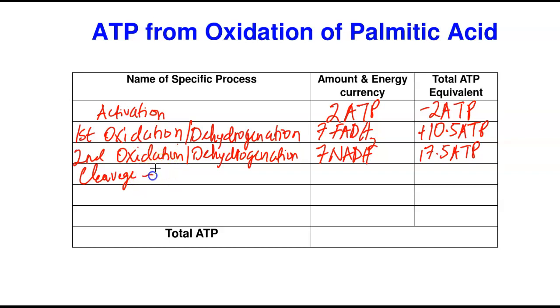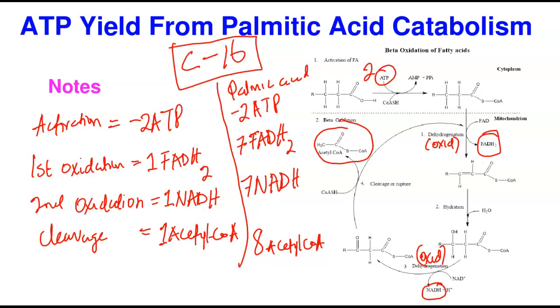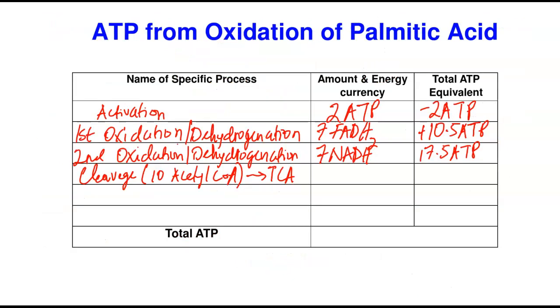Acetyl-CoA. Cleavage generates what? Acetyl-CoA. So in the cleavage, we generate acetyl-CoA, and remember, 1 mole of acetyl-CoA goes through the TCA. It's going to generate... Oh, that's a big mistake. We're going to generate 8. It's going to be 8, not 10.